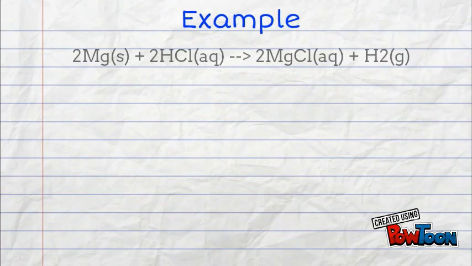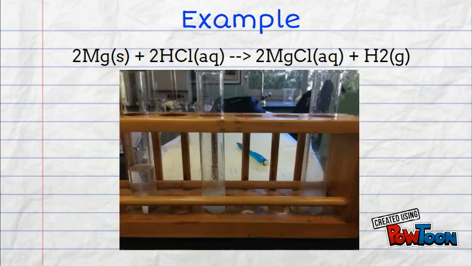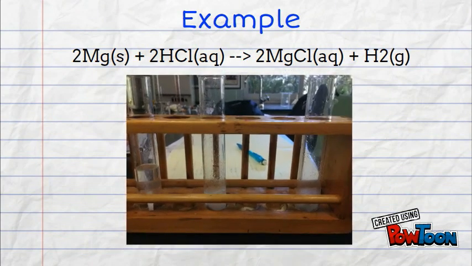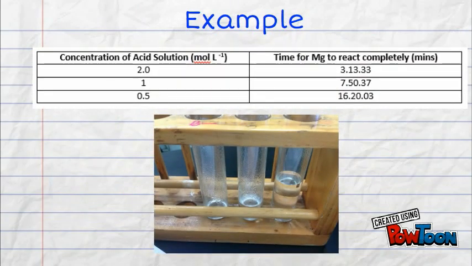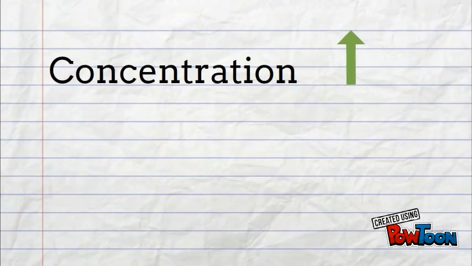The reaction between magnesium and dilute hydrochloric acid shows that at different concentrations of the hydrochloric acid solution, magnesium reacts completely at different times. As shown in the table, at the highest concentration of 2 moles, the time taken for magnesium to react was only 3 minutes and 13 seconds, whereas with the lowest concentration of 0.5 moles, the reaction time increased to 16 minutes and 20 seconds. This clearly shows that as concentration increases, so does the reaction rate.